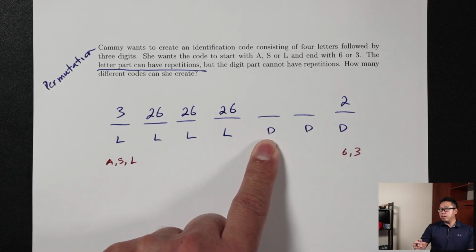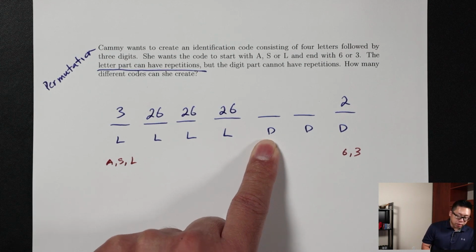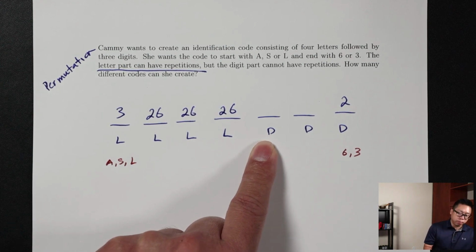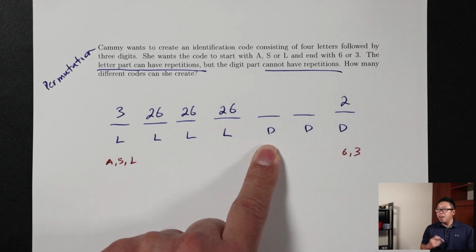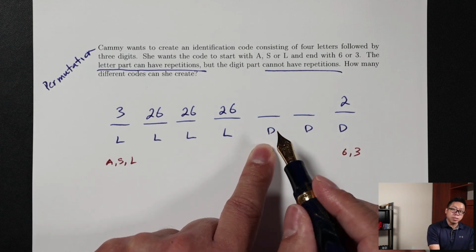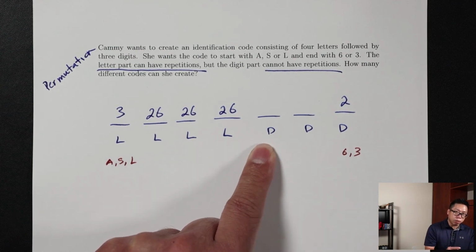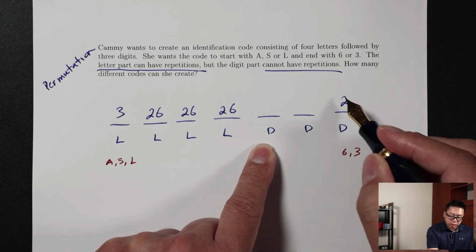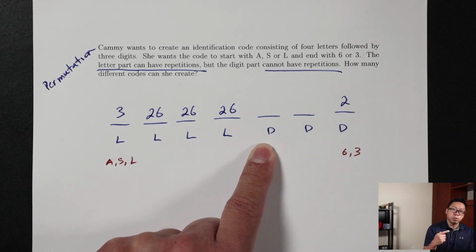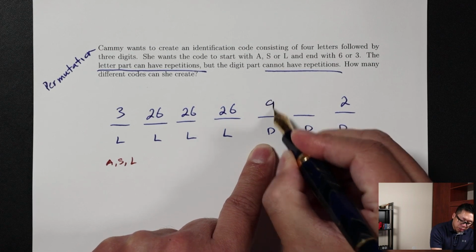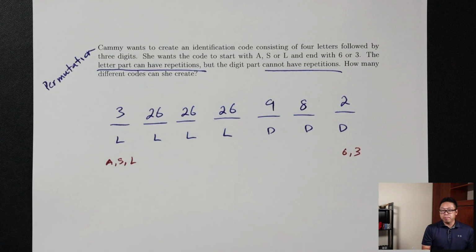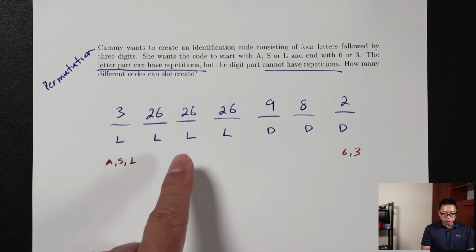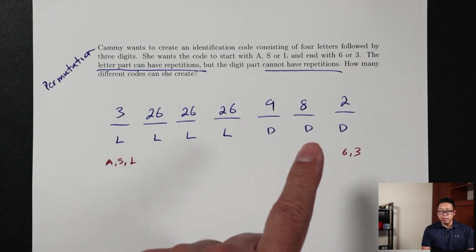Digit is 0 through 9, which normally would be 10 options. Question is, do I have to reduce? The digit part cannot have repetitions. So because I cannot repeat, I do have to reduce. So normally 0 through 9 would be 10 options, but because I cannot repeat, I do have to reduce. I already used one digit. I have to reduce by 1, so I have 9 options here. And then I have to reduce again to 8. So 3 times 26 times 26 times 26 times 9 times 8 times 2.